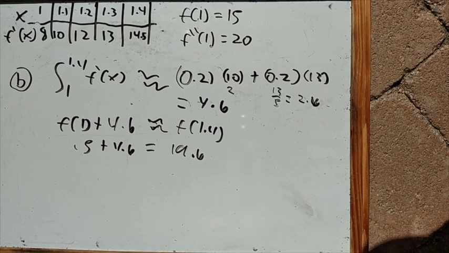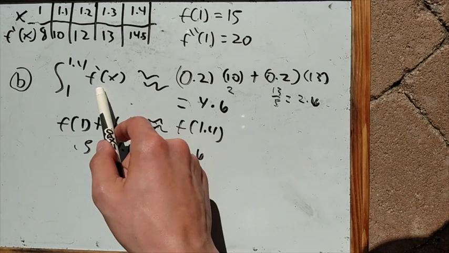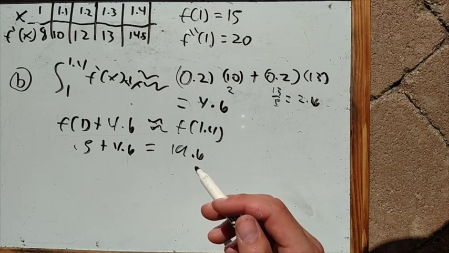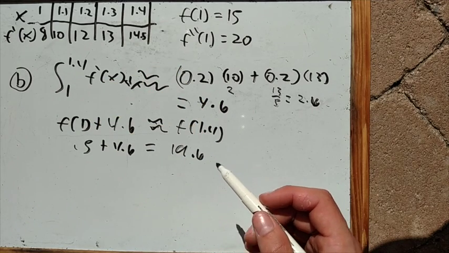Part B asks you to find a midpoint Riemann sum with two subintervals of equal length, using values from the table, to approximate the integral from 1 to 1.4 of the derivative of f of x dx. They want you to use this approximation of the integral to estimate the value of f of 1.4. That's the second part of the problem.